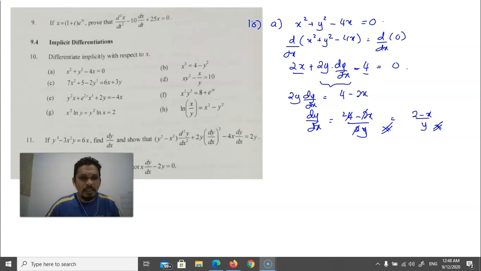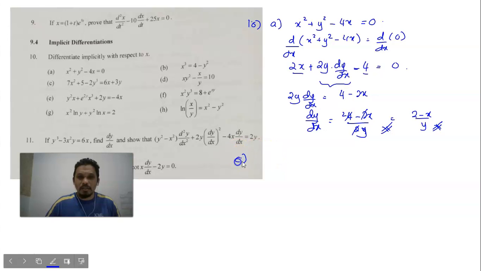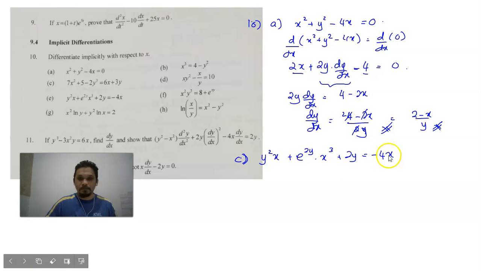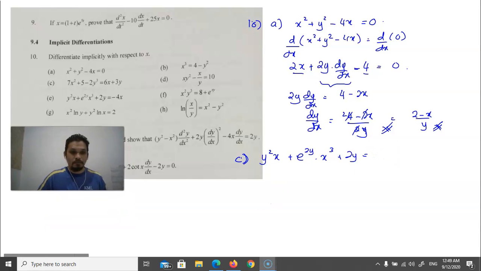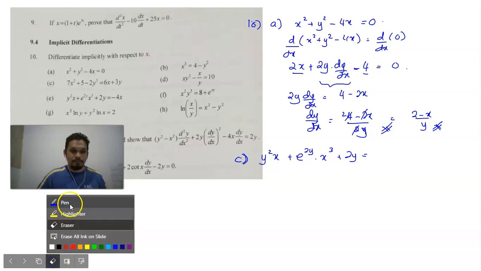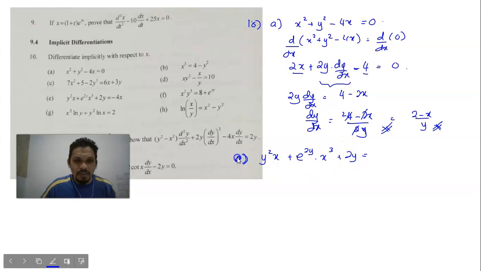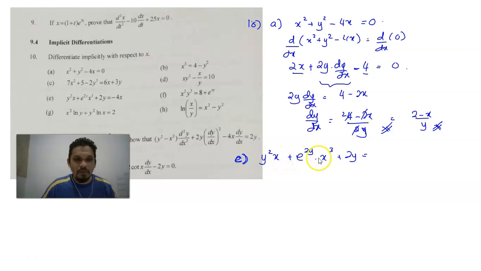Okay, now let's choose question E, number 10E: y squared x plus e to the power of 2y times x cubed plus 2y equals negative 4x.